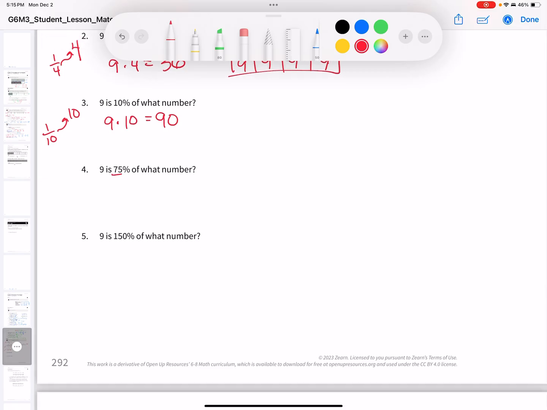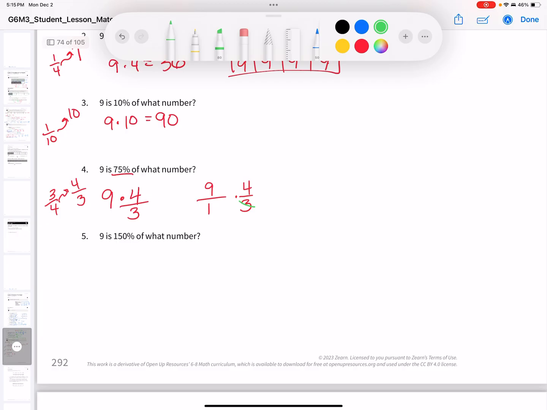9 is 75% of what number? Ooh, so 75% is 3/4. So the reciprocal of that would be 4/3. So I would do 9 times 4/3. And I like to cross reduce first because it helps me. I could do 9 times 4 and then divide by 3. Or I could do 9 over 1 times 4 over 3, and then I could cross reduce.